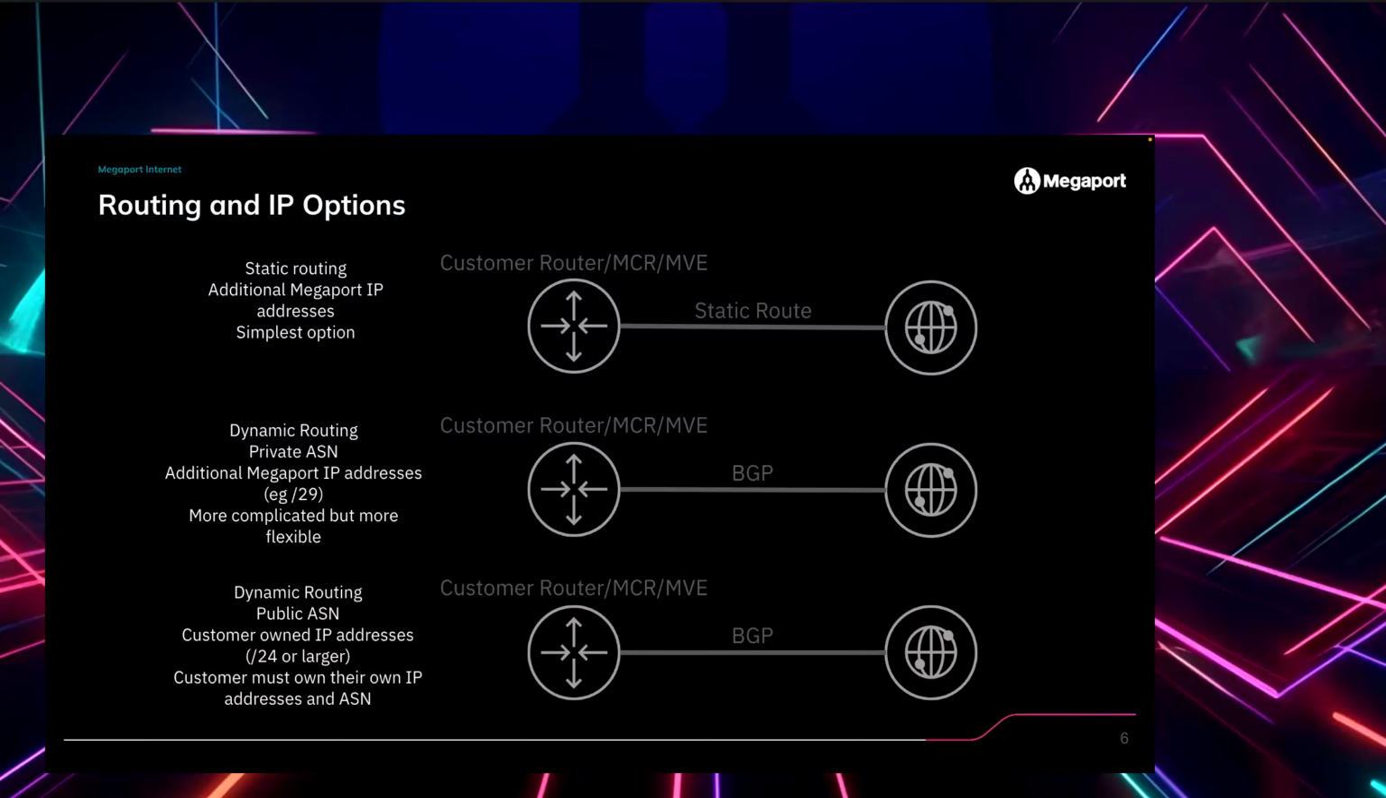We can provide additional IP addresses and allow the use of private ASs, which means you can use BGP even if you don't have your own PI allocation. And we offer default to full table route advertisements.